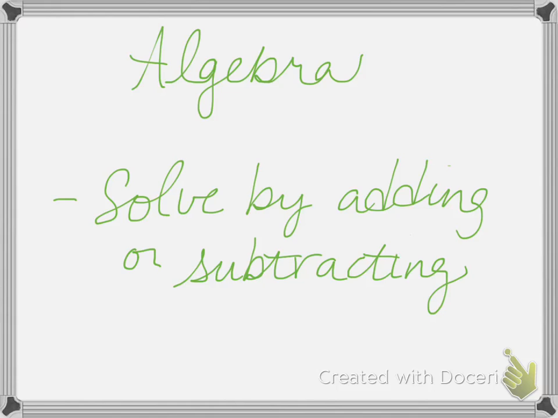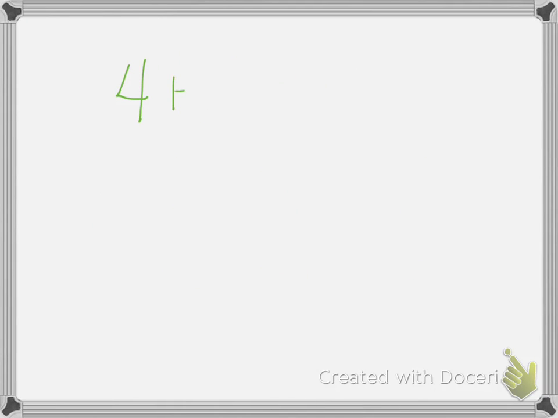Algebra, solved by adding or subtracting. So when we solve for adding and subtracting, we're just basically moving the positives and the negatives around. So if we look at this question, we have a plus 4 equals 16. Wait, we have 4 plus 8 equals 16. So we want to keep the letters on one side and the numbers on the other side.